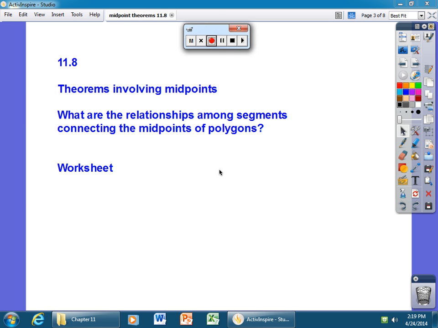Okay, our next section of Chapter 11 is Section 8, Theorems Involving Midpoints. We're going to look at the relationships between segments connecting midpoints of different polygons. In fact, the two polygons we're going to look at are the triangle and the trapezoid. Whenever you get done watching the video or reading your book, you're supposed to do the problems on page 697, numbers 1 through 3.